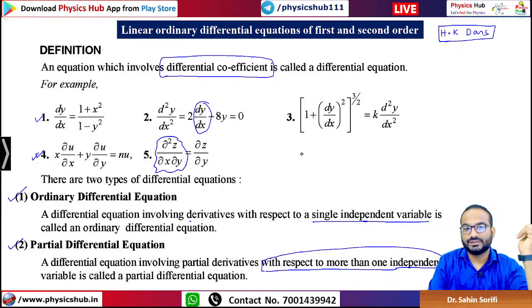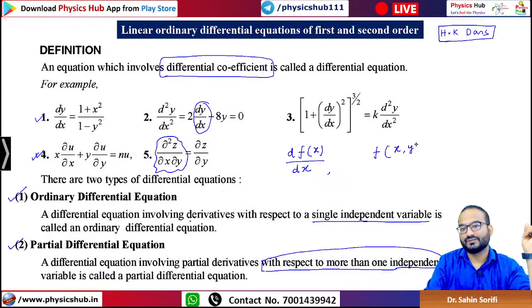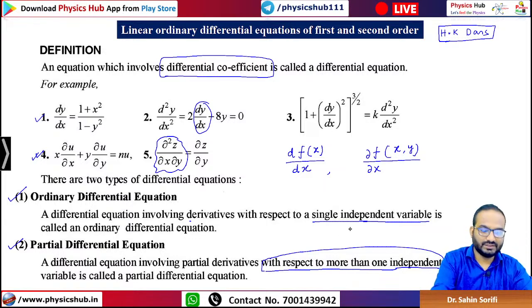Whenever a function contains only one independent variable, when we write the derivative, we write df(x)/dx. On the other hand, if f depends on more than one variable, let's say f(x, y), then you cannot write df/dx. You should write ∂f/∂x, okay? So this is the basic difference between an ordinary differential equation and a partial differential equation.